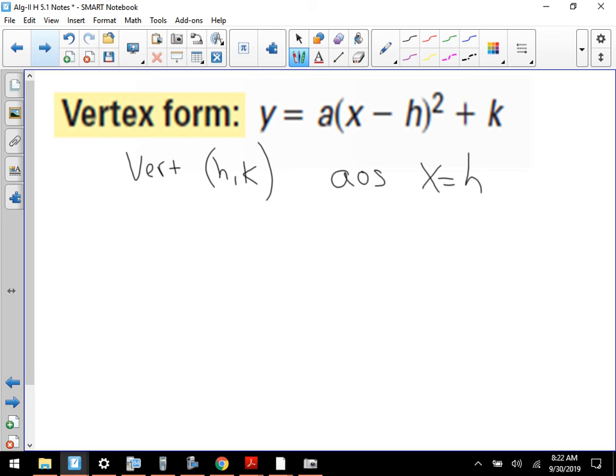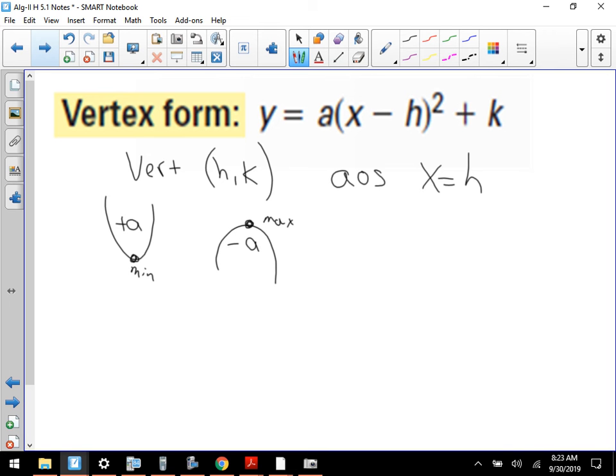Up or down, right. The A value is going to tell you whether it's up or down. Just like earlier, positive A, up like a cup, which means this is a minimum. A negative A, down like a frown, which means this is a maximum. Now, how do you decipher how things are plotted out of here? Well, when I show you an example, it all falls into place real quick.